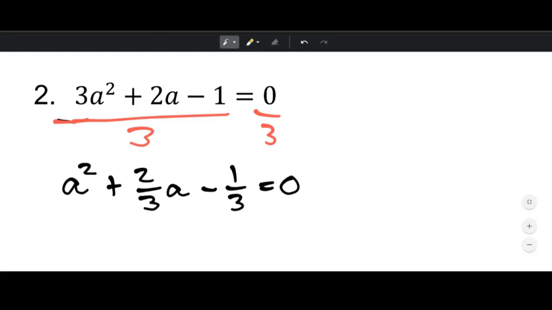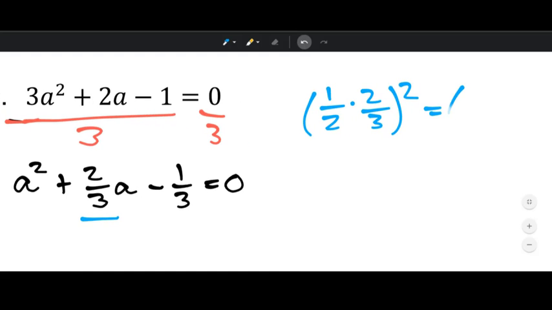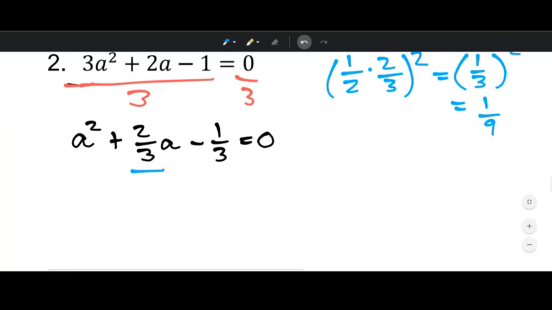Okay, so now we're going to find the missing piece. It's going to be half of this middle coefficient squared. So I'm going to take 2/3, but I want half of it. So let me write it like this for you. Half of 2/3 squared. That's the missing piece. So if we simplify, this is 1/3 squared, which is 1/9. So that's our missing piece that we're going to add to both sides of our equal sign.